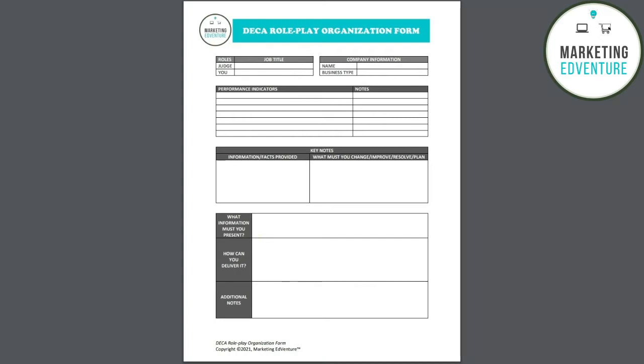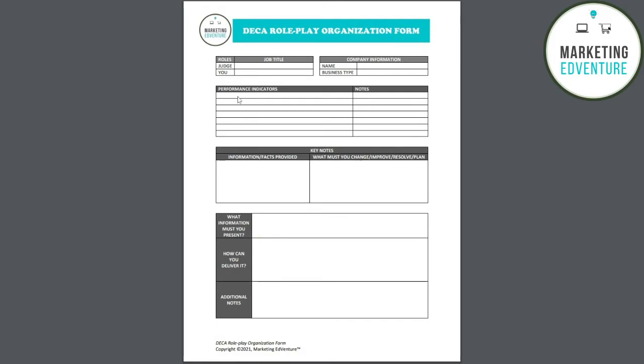So we have a section here where you can put the actual company name and the type of business that the company is, whether they are a retail fashion store, whether they are a computer store, whether they are a restaurant or a hotel. You'll be able to write that information right here. It'll be your reminder. And then we have a section where you can list out the performance indicators.